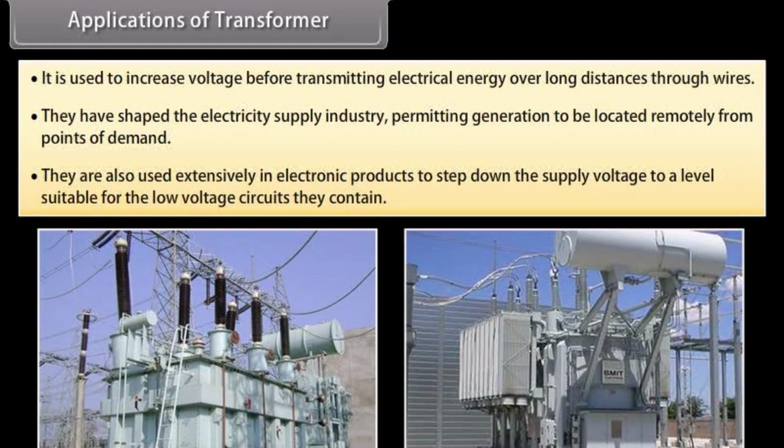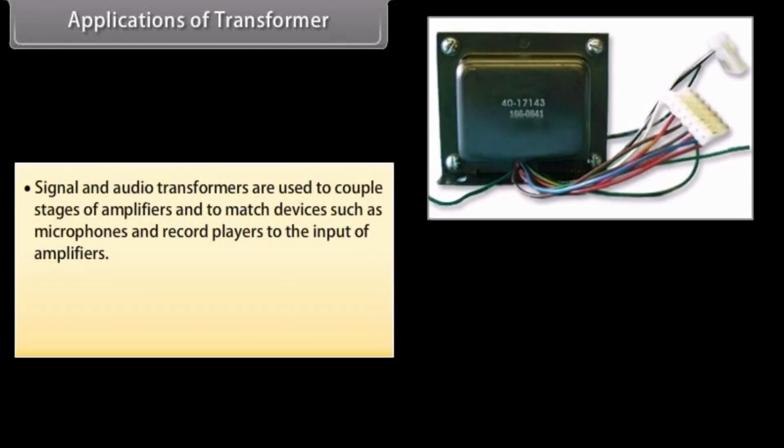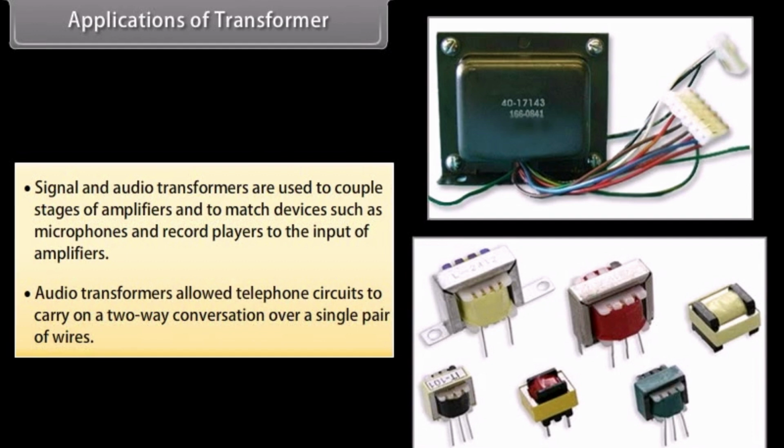They are also used extensively in electronic products to step down the supply voltage to a level suitable for the low voltage circuits they contain. Signal and audio transformers are used to couple stages of amplifiers and to match devices such as microphones and record players to the input of amplifiers. Audio transformers allowed telephone circuits to carry on a two-way conversation over a single pair of wires.